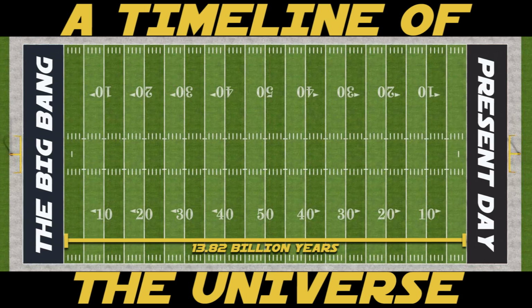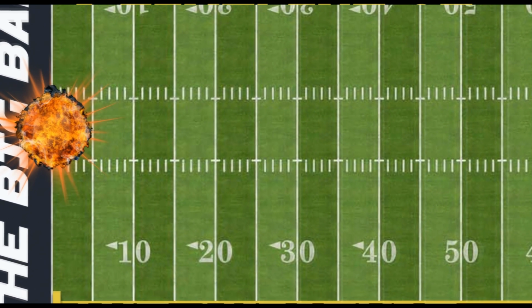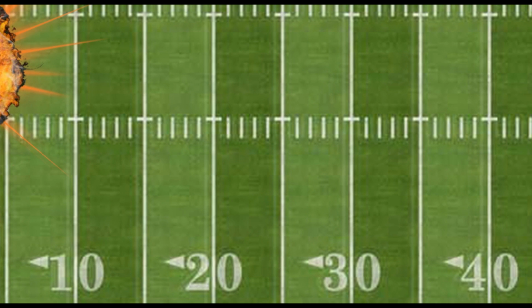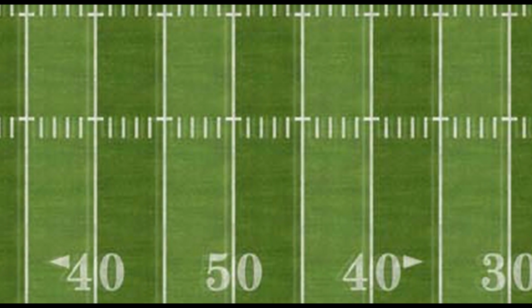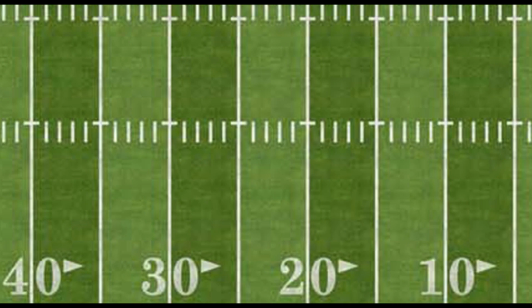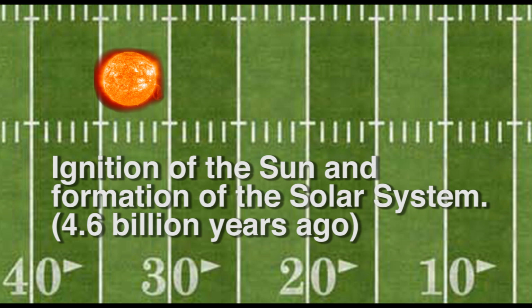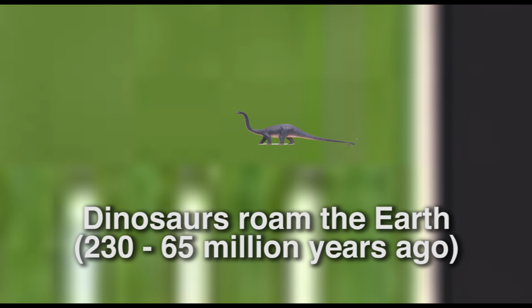If a timeline of the universe was the length of an American football field, with the Big Bang at one end zone and the present day at the other, the ignition of the sun wouldn't take place until you got all the way to your opponent's 33-yard line. That's also the spot where the Earth forms about 4.6 billion years ago. Dinosaurs would only roam the Earth from about 1.5 to half a yard from the end zone. Keep in mind, that's 165 million years of dinosaurs.